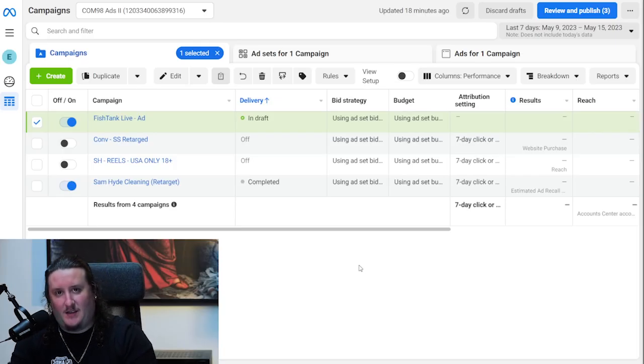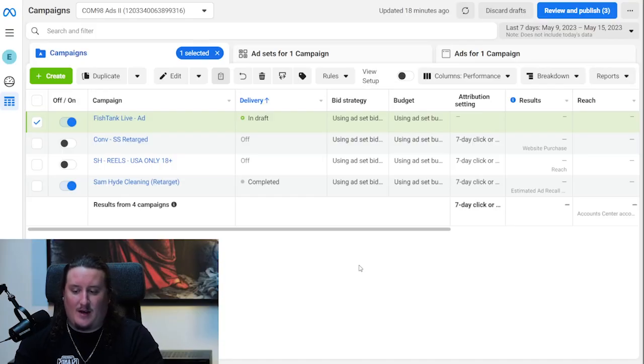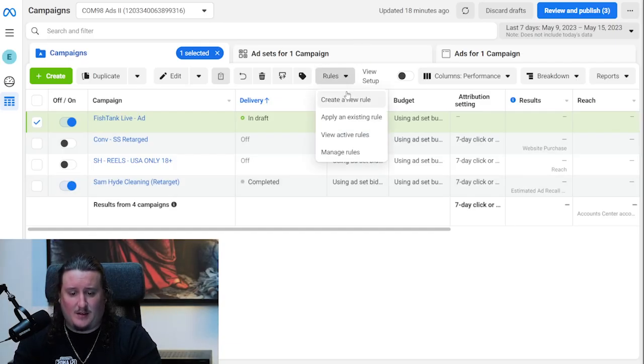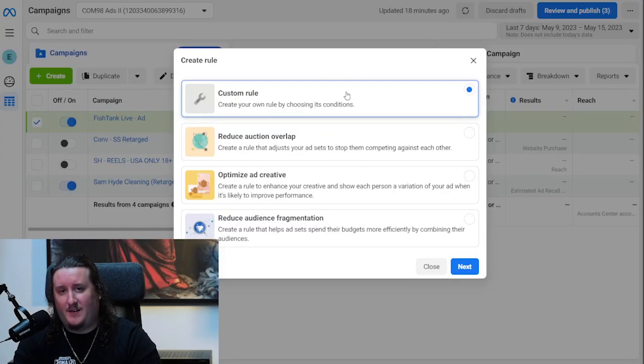Some are gonna be advanced, some are gonna be basic. So I'll just go ahead and filter through the ones that I use first. And if you have any questions or concerns, you can go ahead and drop them in the comments below. So first things first, let's look at some of the template presets that Facebook has added. As we see here, we see reduce auction overlap, optimize ad creative, and reduce audience fragmentation, okay?